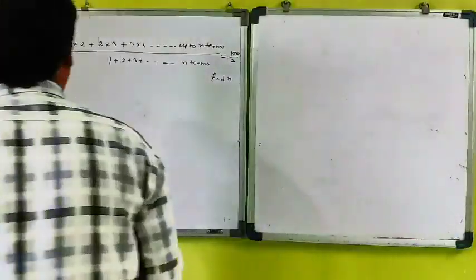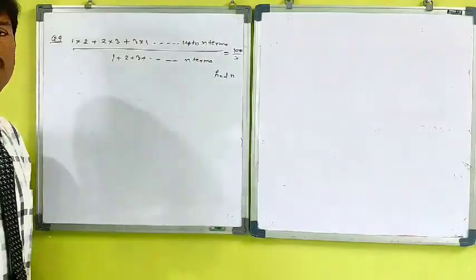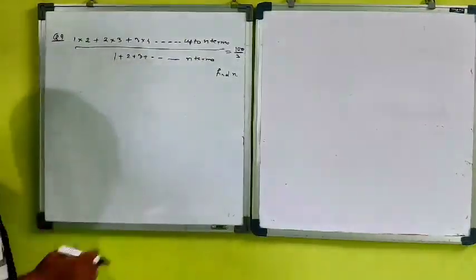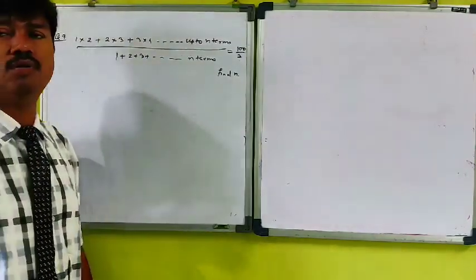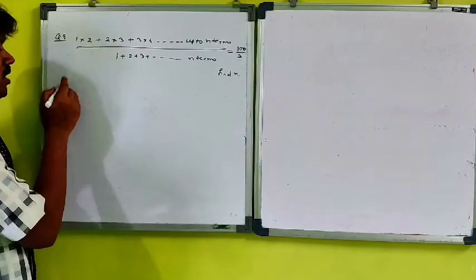So what is that? 1 into 2 plus 2 into 3 plus 3 into 4 up to n terms, upon 1, 2, 3 like this up to n terms. The ratio is given as 100 upon 3. Then the question is what is n? So it is quite easy here.